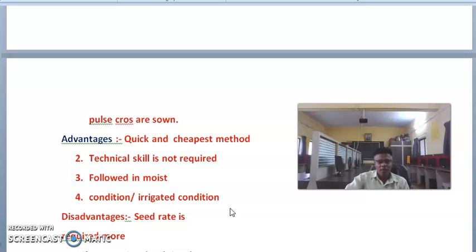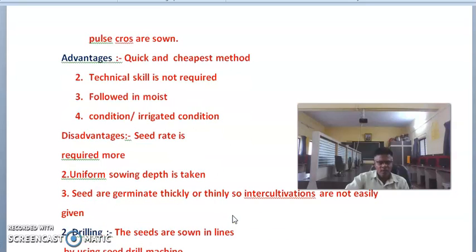The disadvantages are that a higher seed rate is required. Plants grow thickly or thinly, so many gaps appear, and plants grow in clusters. In this method, the yield or size of the plant is also reduced. Tall-growing crop seeds are also broadcasted. Uniform depth of seed sowing is not achieved, so seeds germinate thickly or thinly.